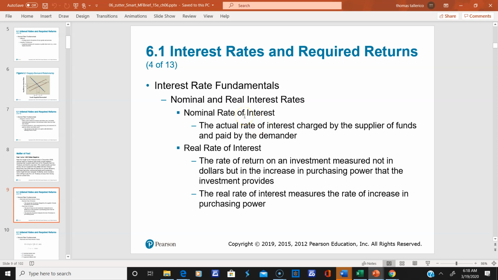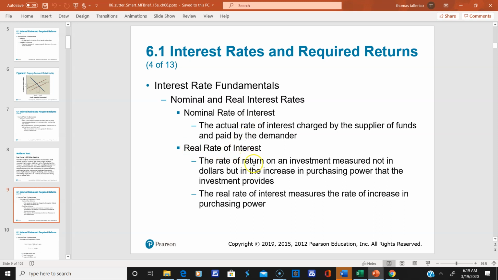All right, so, interest rate fundamentals here. There's something called nominal and real interest rates. The nominal rate of interest is when you go to the bank, and that's the actual rate of interest charged by the supplier of funds and paid by the demander. This is normally called the APR, annual percentage rate, and it's different than the APY, or effective rate, which we'll talk about later.